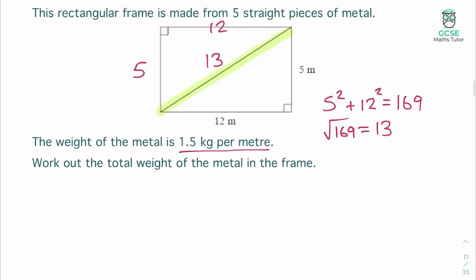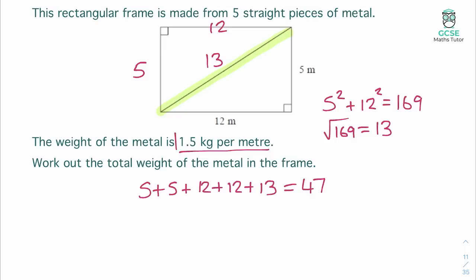Right, so we need to add those all together. So 5 add 5, add 12, add 12, add the 13. That's 10 plus 12 is 22. Obviously, you can take your time, add these together. There we go, that adds up to 47. Okay, so 47 metres in total.